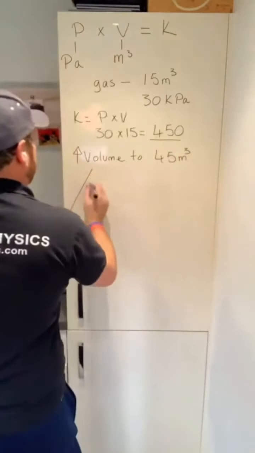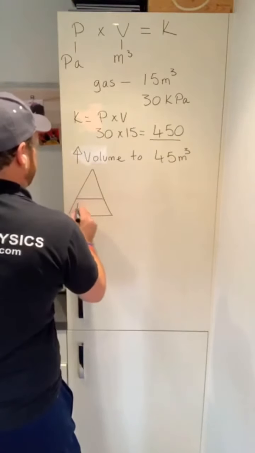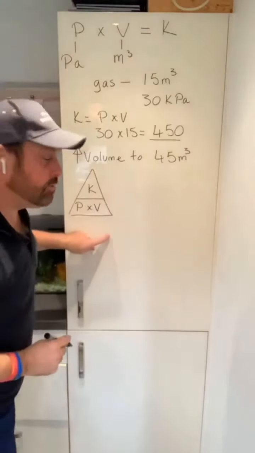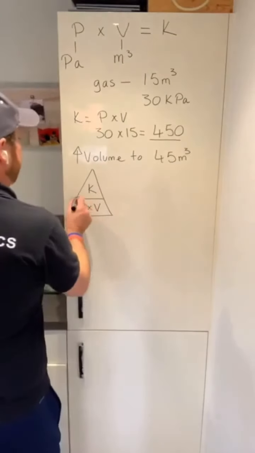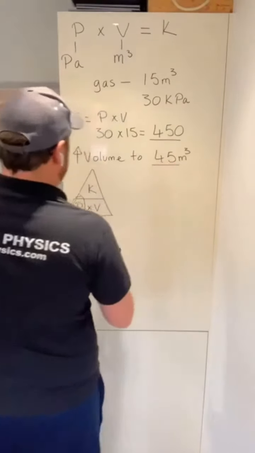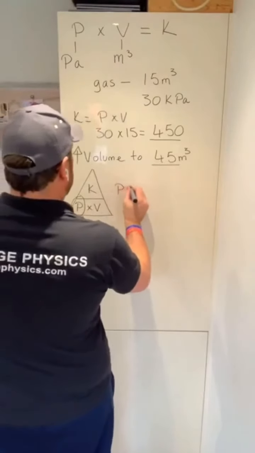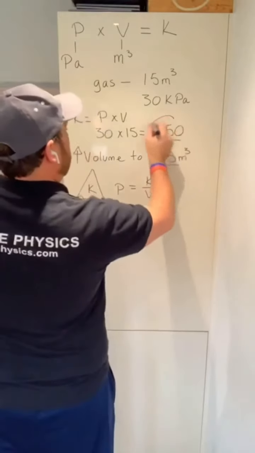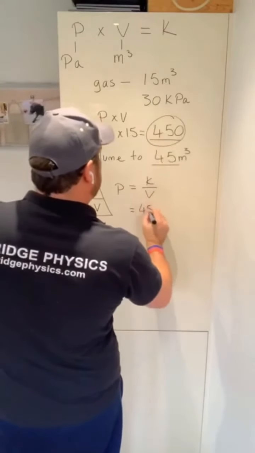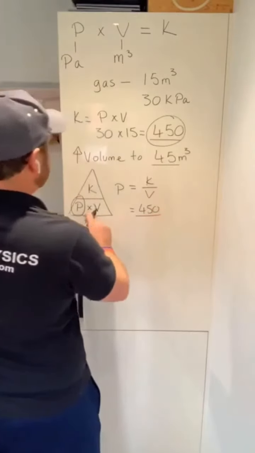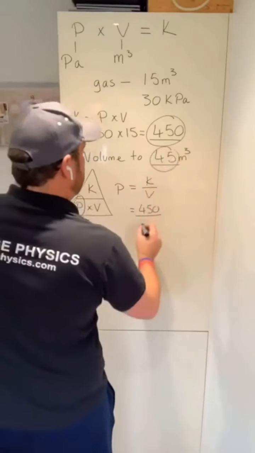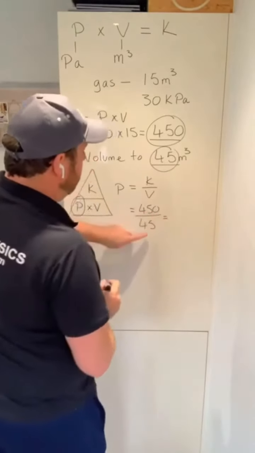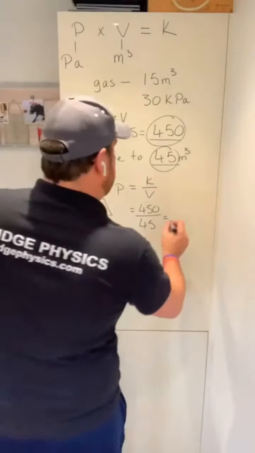So let's put in our magic triangle, because we like those. So you've got P times by V, and we've got K up here. Okay, so we've put this into our magic triangle. So we're trying to work out what the new pressure is with our new volume, 45. So our new pressure, P, will be K divided by V. Well, K, there's our constant, is 450, divided by V, our new volume, which is 45, and 450 divided by 45 is 10.